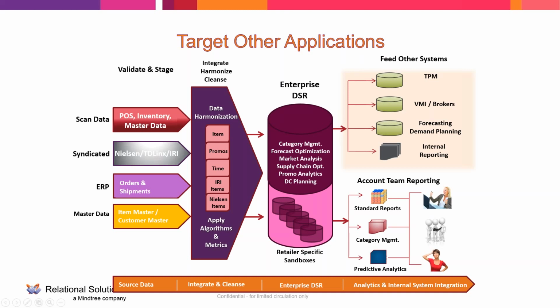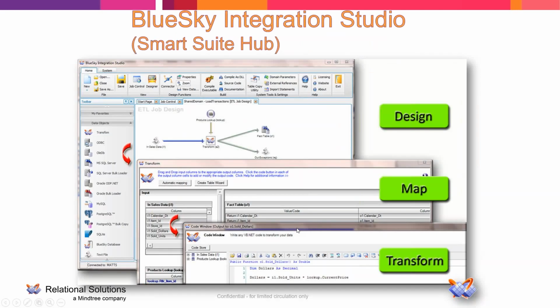On top of that, not only are we feeding that information to the people that are creating reports, but we're also able to feed that information to other applications that could use the data. Very commonly, TPM or TPO solutions, VMI applications, forecasting and planning. Any other system can use clean point of sale data, sourcing it from here, where we now have that data clean and valid. Behind the scenes, we're using our Biz tool, our BlueSky Integration Studio. This is where we've got over 200 cleansing and validation processes designed.